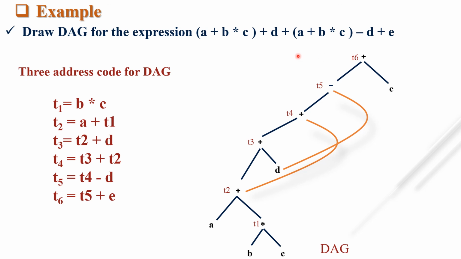So you can conclude the three address code of the syntax tree consumes more temporary variables compared to the DAG. So the DAG is a more compact way compared to the syntax tree. That's why it is known as the abstract syntax tree.